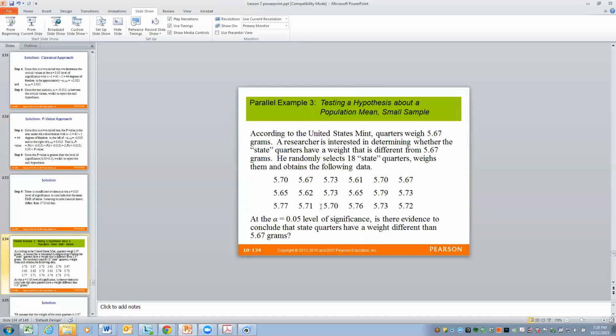Let's take a different example, and let's hope that our numbers come out a little bit further so we get some better numbers to work with. Say we start with 18 weights of state quarters. And according to the Mint, the quarters are supposed to weigh 5.67 grams. So again, what we have in this situation is a weight that the quarters are supposed to be. We're now going to check the validity of that assumption. And we want to know if the weight is different than 5.67.